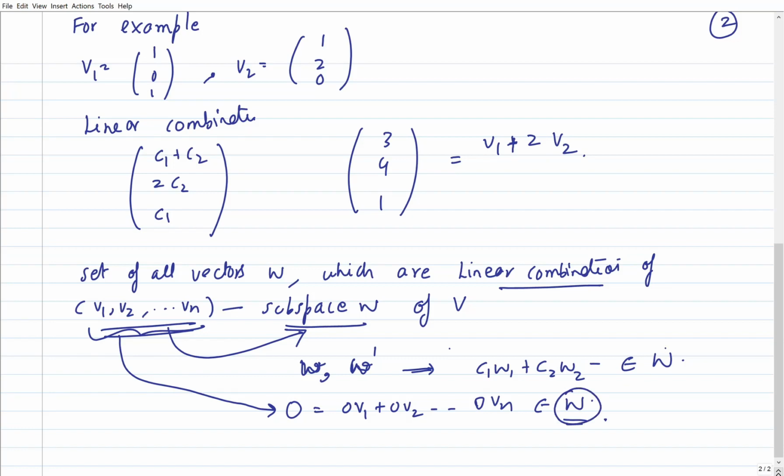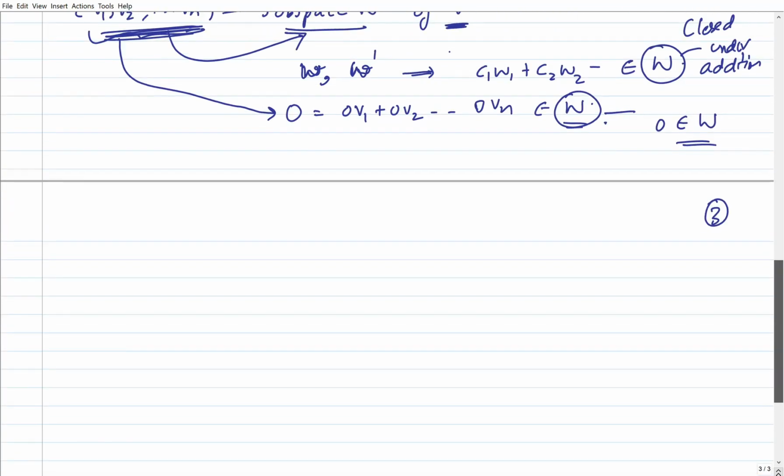So indeed W is closed under addition, and 0 is an element of W. So that makes W a subspace. So the bottom line is that I give you a set of vectors, and all the linear combinations indeed form a subspace W of the original vector space V, and we just showed it, that it's closed under addition and 0 is part of the subspace over here.